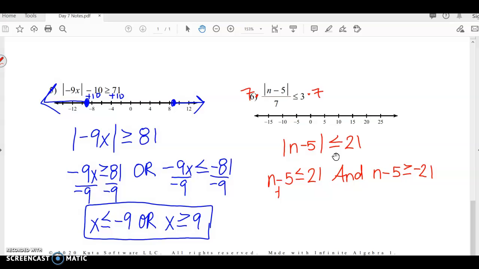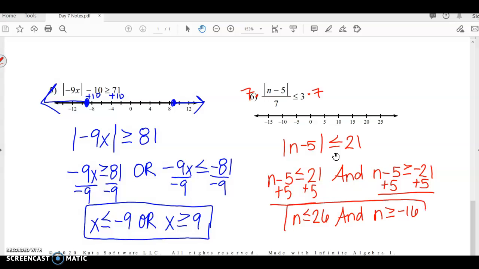To get rid of a minus 5, we would add 5. So we've got n is less than or equal to 26. And to get rid of a minus 5, we add 5. N is greater than or equal to negative 21 plus 5 is negative 16. So less than or equal to 26 would be a solid dot at 26. Less than is to the left. Greater than or equal to negative 16 would be a solid dot at negative 16 to the right. So you end up in between. That is how you solve absolute value inequalities.